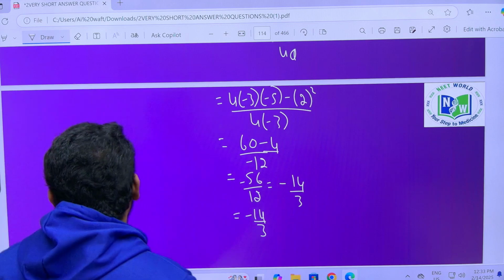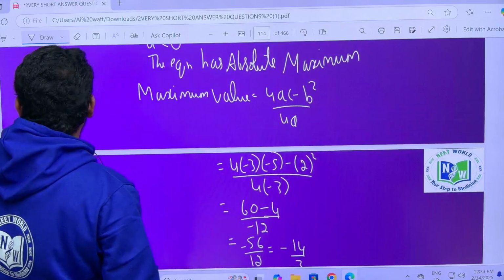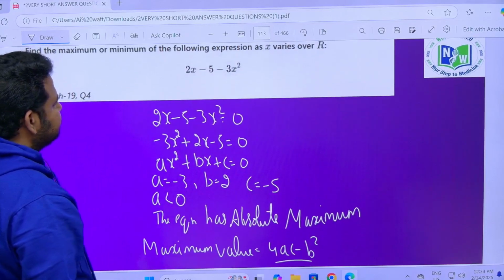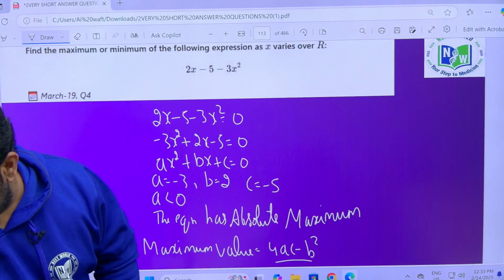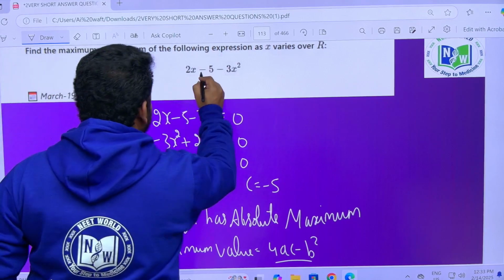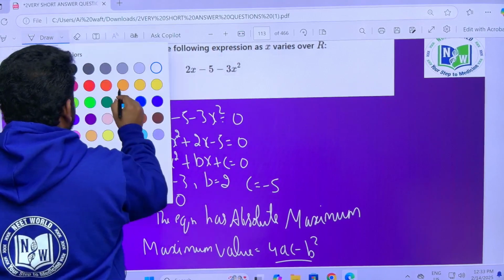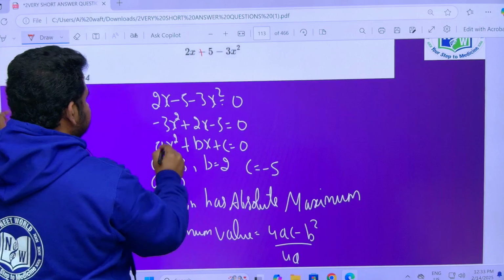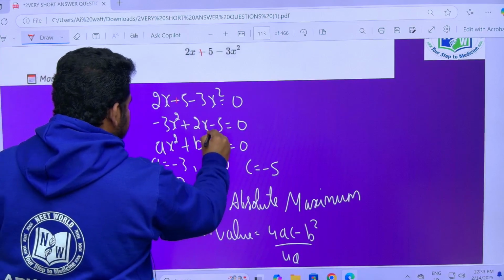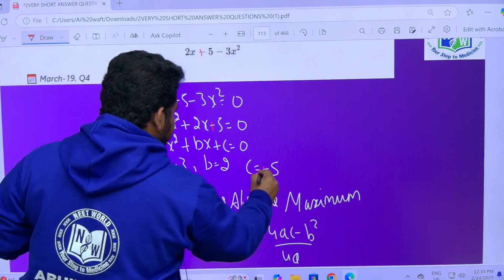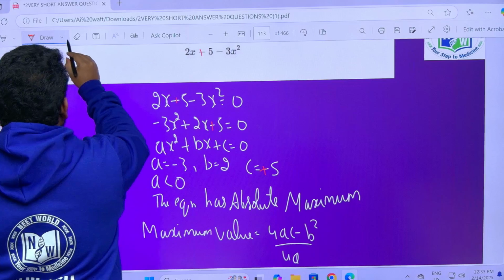Now, one more thing. Here you must understand 2x minus 5 minus 3x square. Let us check the question. But actually in the question that they have given, it is not minus 5, it should be plus 5. Okay, that is what I was checking. This should be plus 5, here also it will be plus 5. So c will be equal to plus 5 itself. Let us change this.